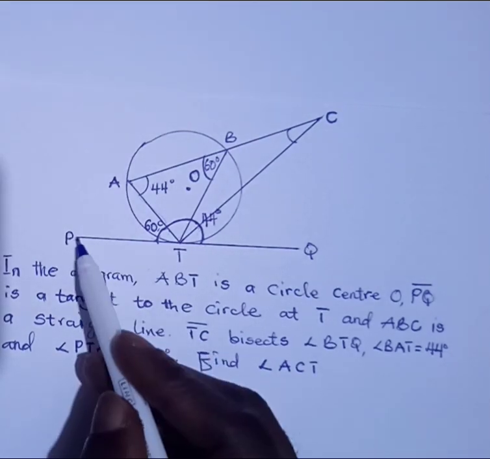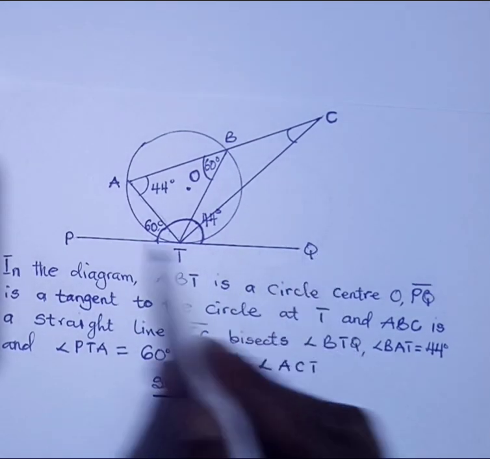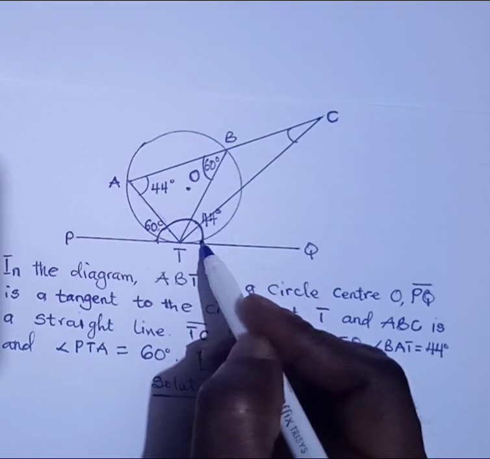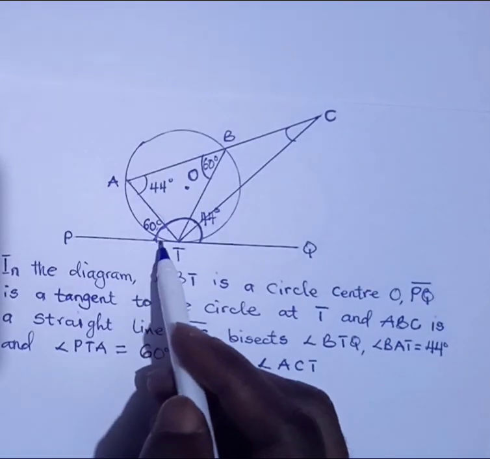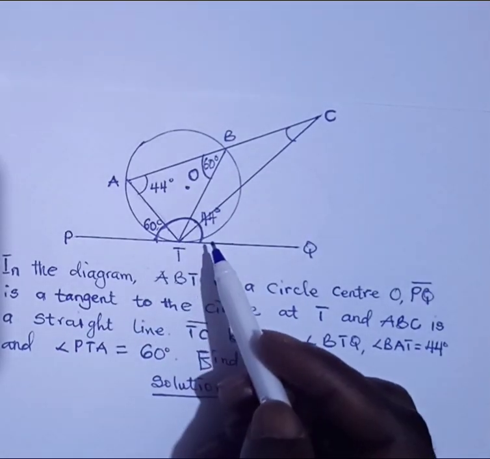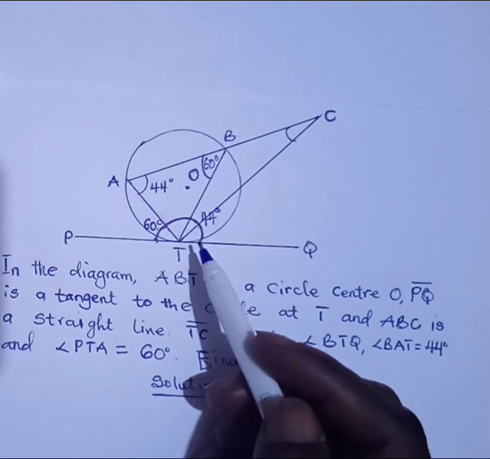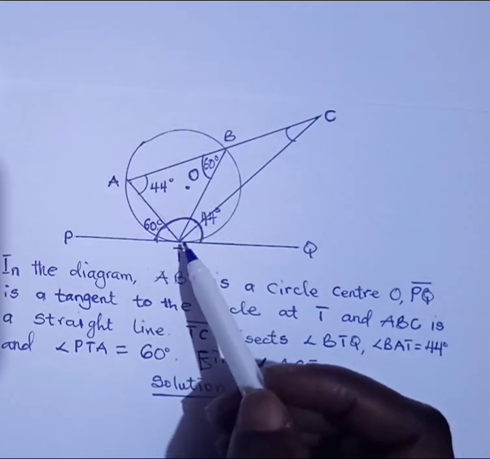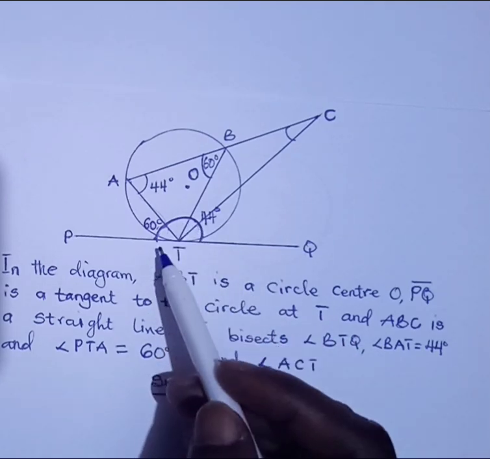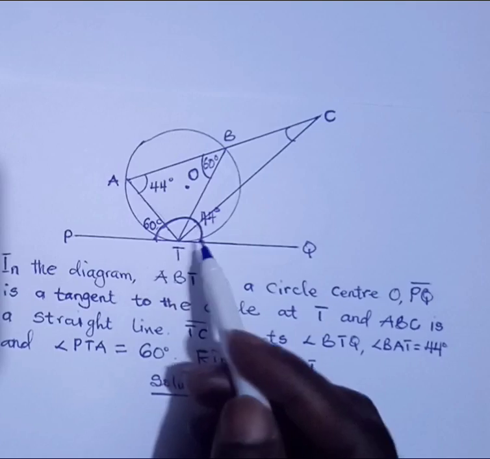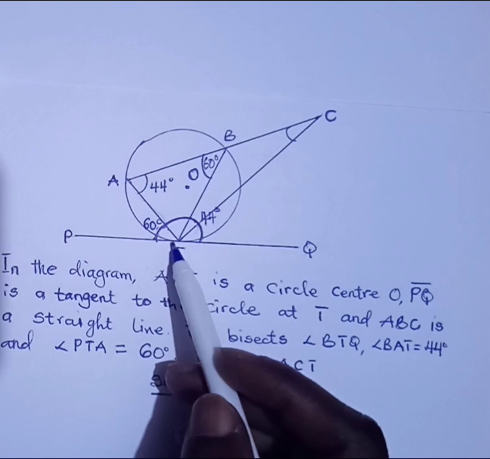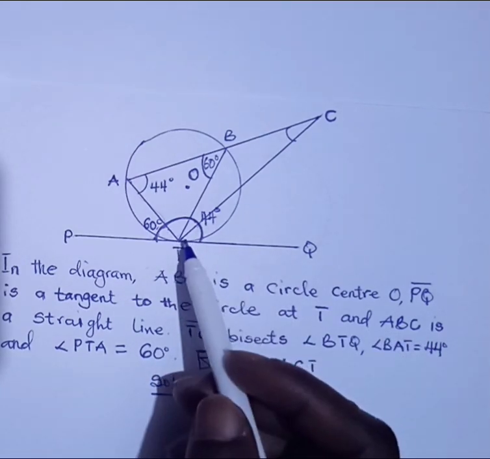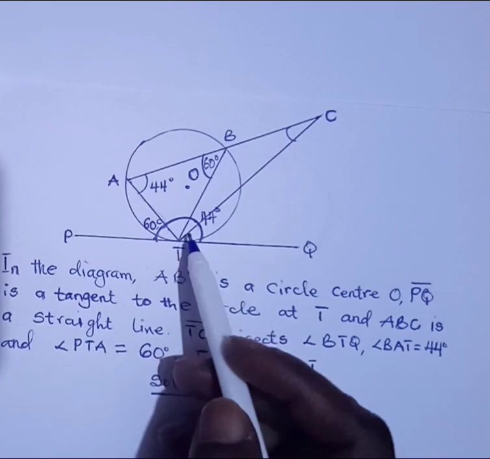Now, since PQ is a tangent line, it's also a straight line. So you can see that this angle is formed on a straight line. Once you have angles formed on a straight line, you have to recall from plane geometry 1 that the sum of angles on a straight line gives us 180 degrees. Remember, we've already done this in plane geometry 1, so whenever you meet such a theory, you should understand.